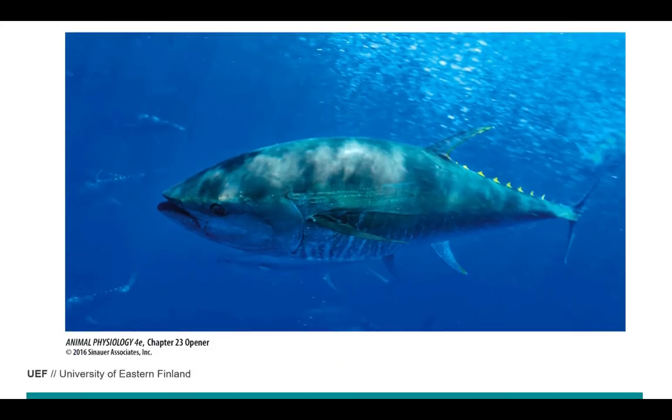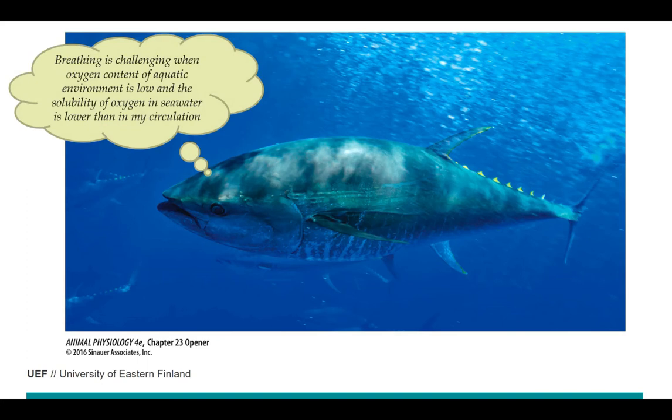So far we have learned previously that this tuna is very athletic. It has a high metabolic rate, meaning that it has high oxygen consumption. This means that it needs a lot of oxygen from the surrounding water, but the problem is that there's only a minimal amount of oxygen available in the water because oxygen has low solubility in water. And moreover, because this animal lives in seawater, the solubility of oxygen is even lower in seawater, actually lower than in the animal itself.